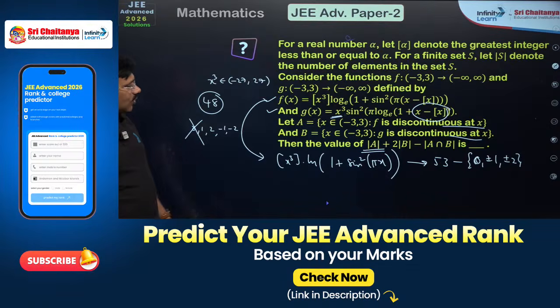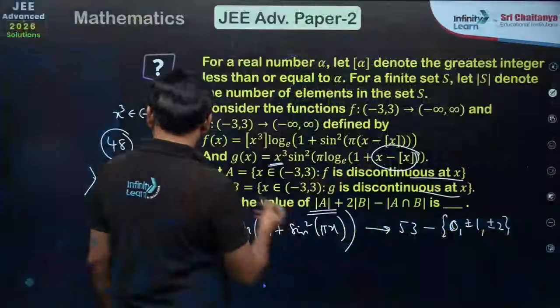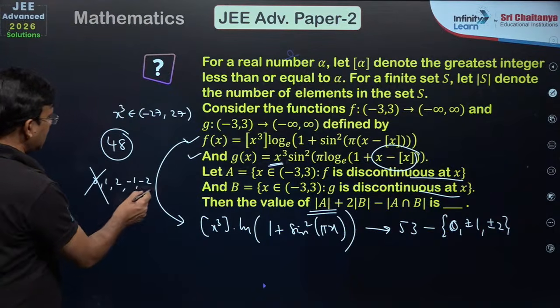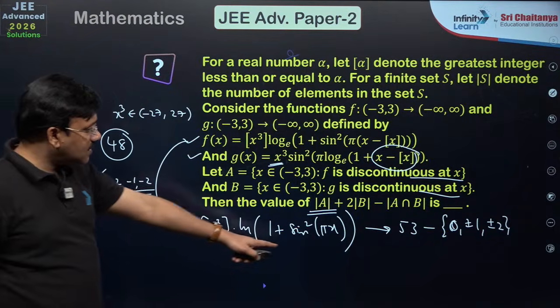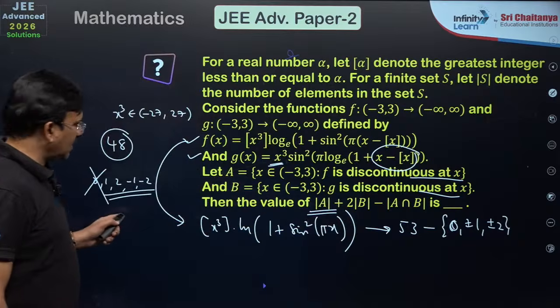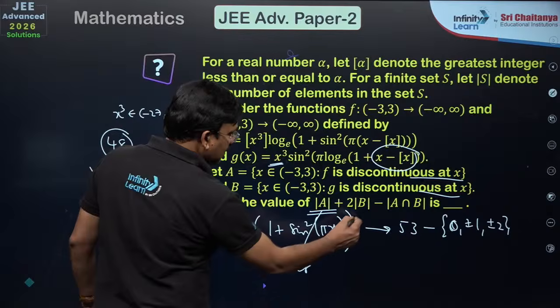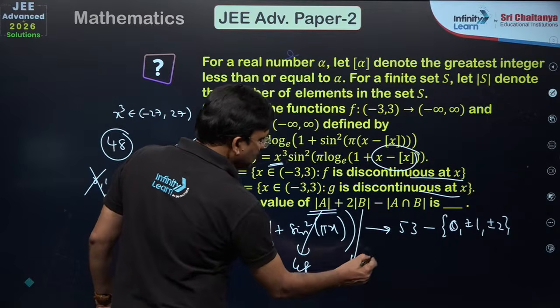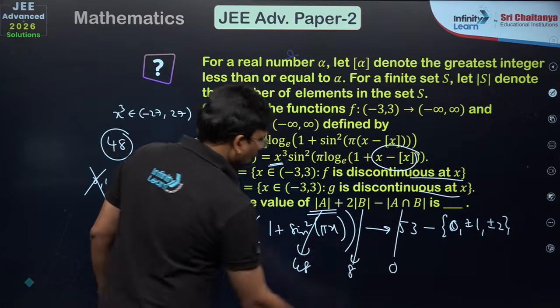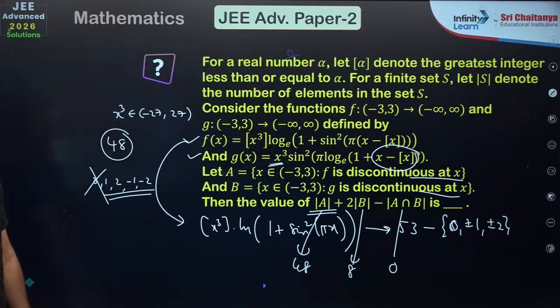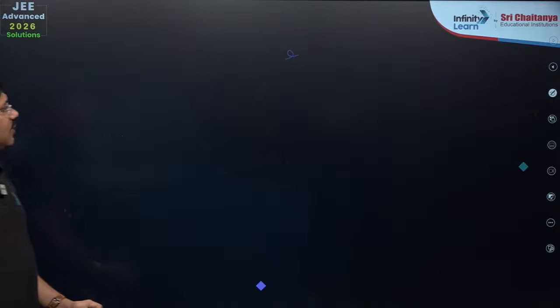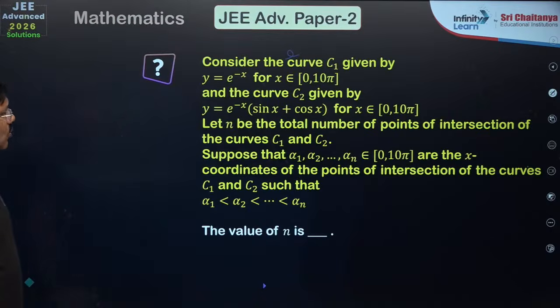What are they? 1, 2, minus 1, minus 2, and A intersection B, 0, nothing is there. So this becomes 48, and this becomes 4 into 2, 8, and this is 0. 48 plus 8, 56 is the answer here. 56 is the answer. Clear? That's it. So next, this question.